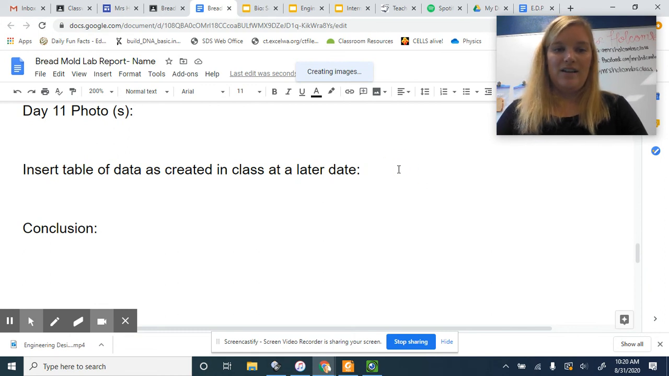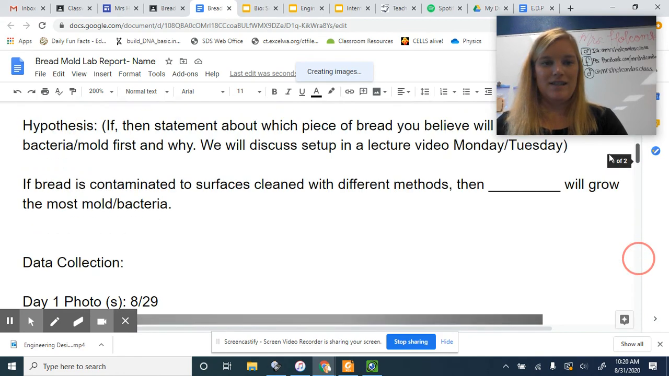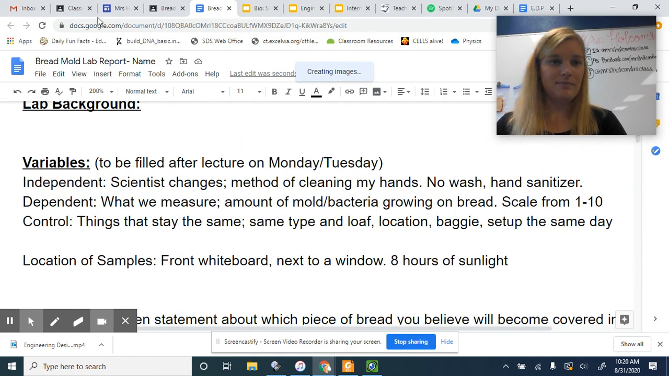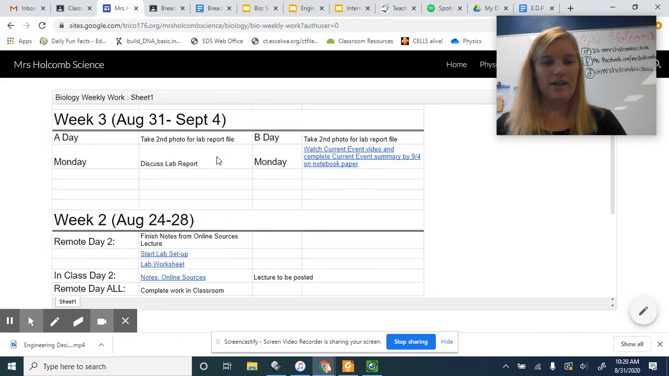And then we'll create our table later on, and then also our conclusion. So for right now, I just need you to get all of this top portion updated. And then you'll see in your weekly work spreadsheet, I'm reminding you when you need to have your second photo and your next photo and your next photo taken. So as long as you're going to follow the spreadsheet, you should be all set.